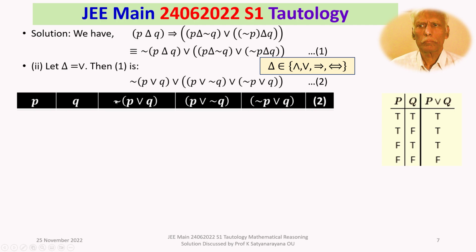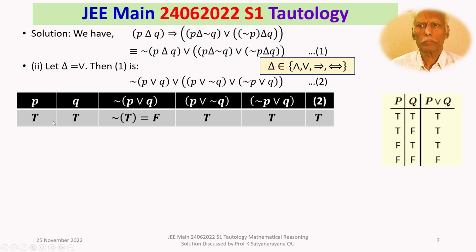So P, Q, the first bracket negation of (P or Q). The second bracket P or negation of Q. Third, negation of P or Q. Make the union of these three things, then you get statement 2. The first one: P is T, true, Q is true. Then P or Q is T or T, which is T. Then negation of T is F. Agreed. So P is T, negation of Q is F, T or F is T.